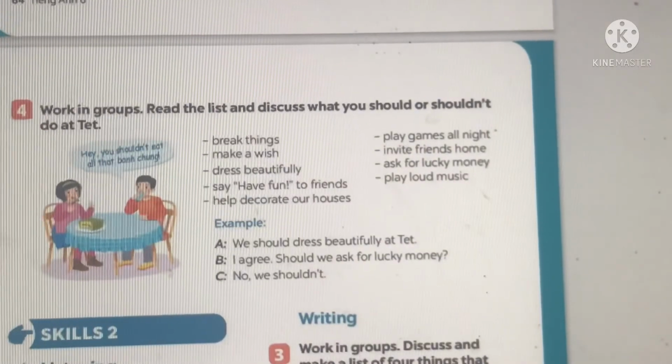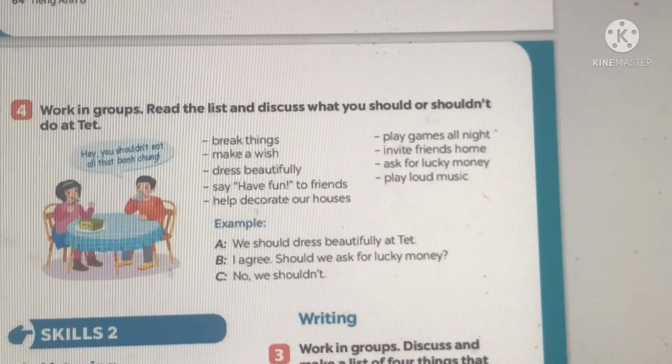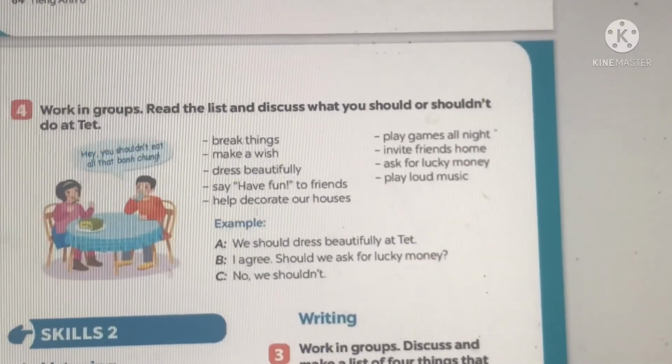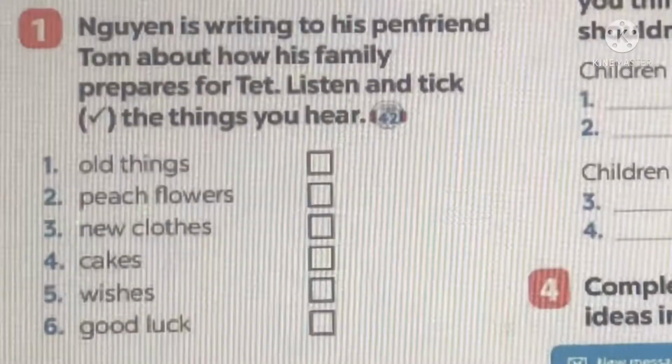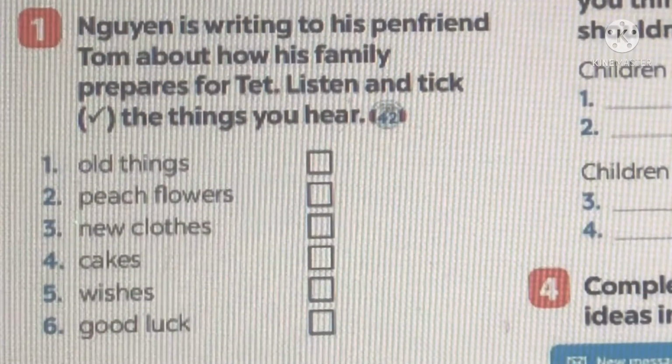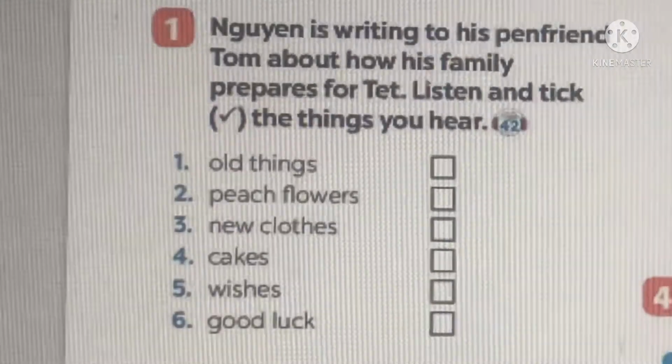Work in groups. Read the list and discuss what you should or shouldn't do at Tết. For example, we should dress beautifully at Tết. I agree. Should we ask for lucky money? No, we shouldn't. Now let's turn to listening exercise. Listen and tick the things you hear.